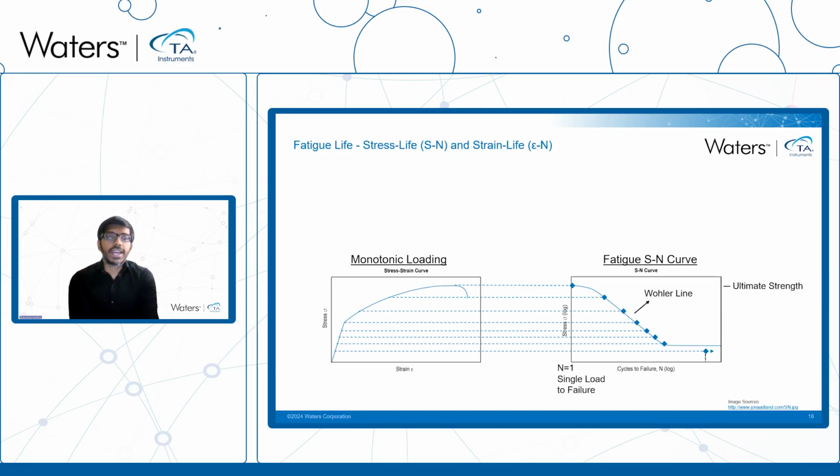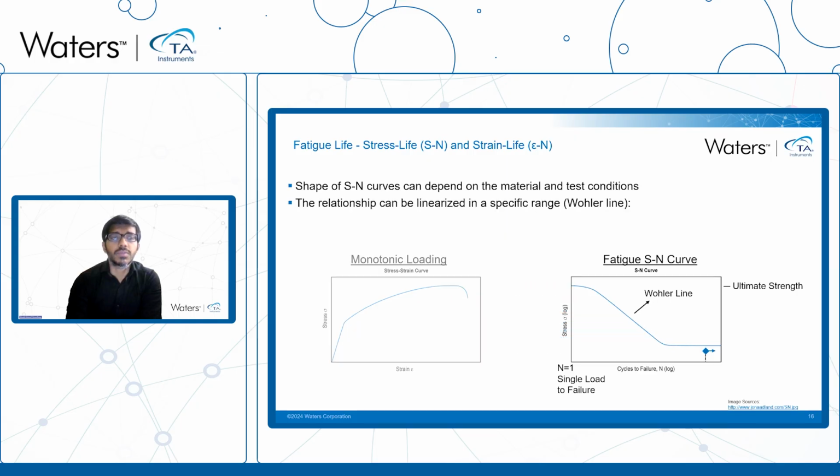Here we are looking at the S-N curve in correspondence with the stress-strain curve from a monotonic test, where when you apply stress equal to ultimate strength, the material is surviving one cycle. As we go lower and lower in terms of applied stress, the material is surviving a higher and higher number of cycles. The shape of this curve can depend on the material and the test conditions, and this relationship can be linearized within a specific range, which is referred to as the Wöhler line.